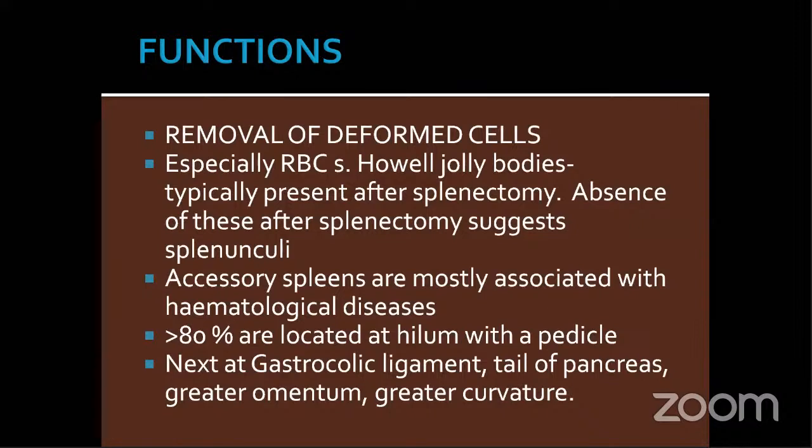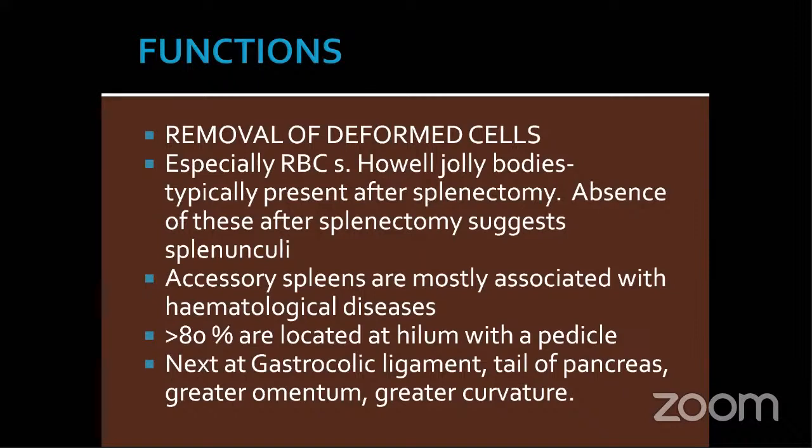There are certain structures called accessory spleens. These are as good as a normal spleen. They are actually miniature structures. They contain a capsule and perform all the splenic functions. These accessory spleens are mostly associated with certain hematological disorders. So it is your duty as a surgeon to search for these accessory spleens and remove them also, or else the function will be totally lost.